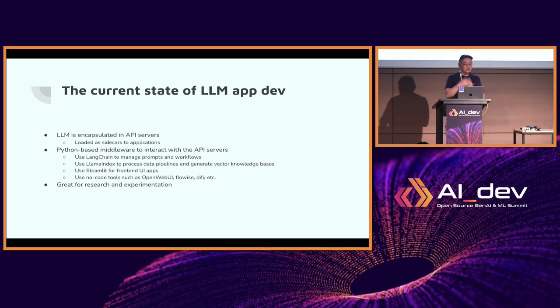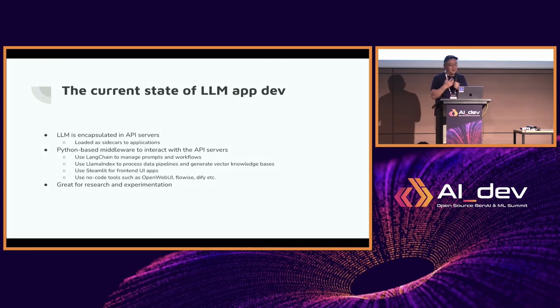So you can use LangChain to manage a lot of those, and you can use Llama Index to build a knowledge pipeline that takes from PDFs or images and things like that, and generates a vector database. Then the application could query the vector database first, get the context, and then use LangChain to access the LLM API server that's running in the sidecar, right?